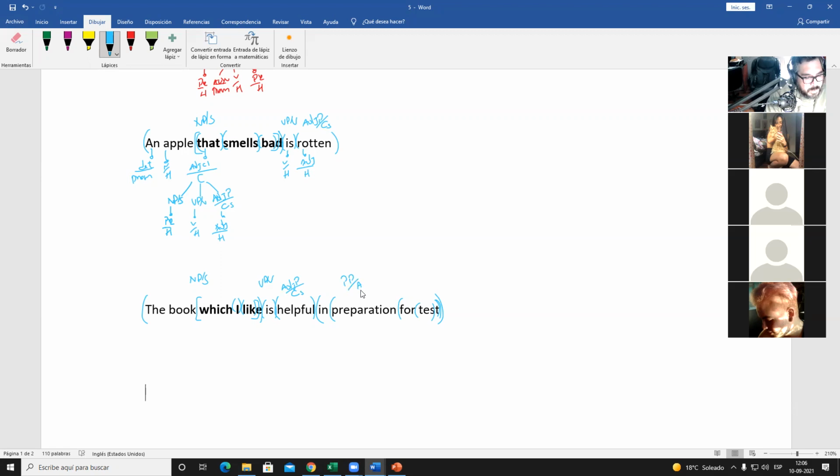This is una prepositional phrase. Why? No, for what? In preparation for why. It's helpful for the preparation. For why? Cause and effect. Por esa es la causa. Ahora sí.